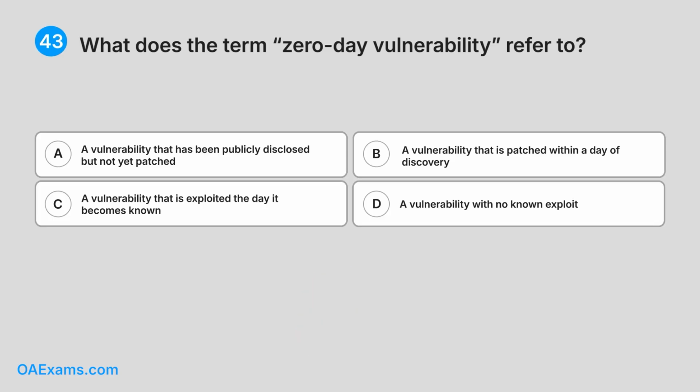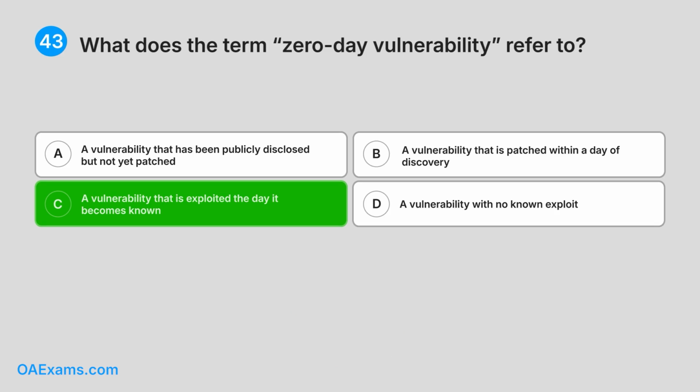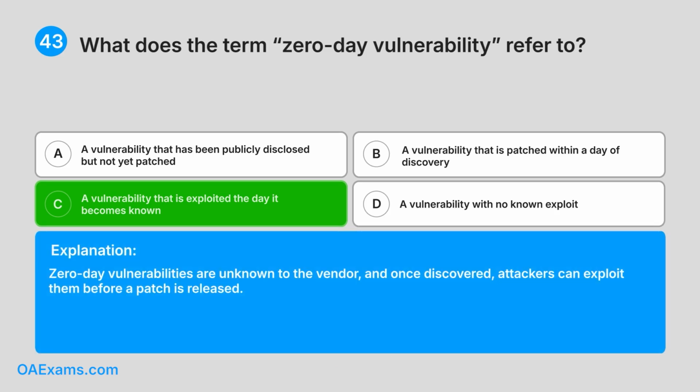Correct answer. C. A vulnerability that is exploited the day it becomes known. Explanation. Zero-day vulnerabilities are unknown to the vendor, and once discovered, attackers can exploit them before a patch is released.